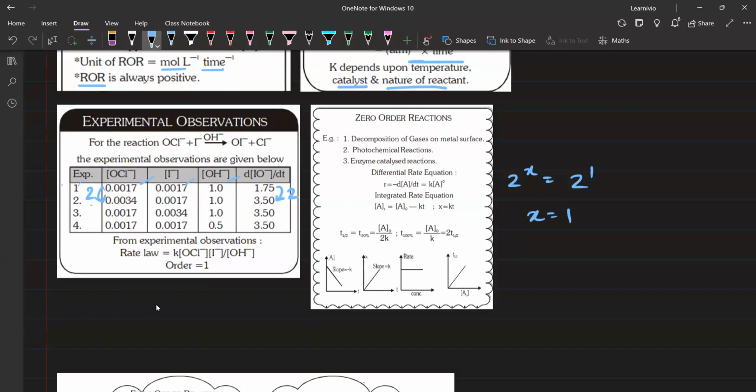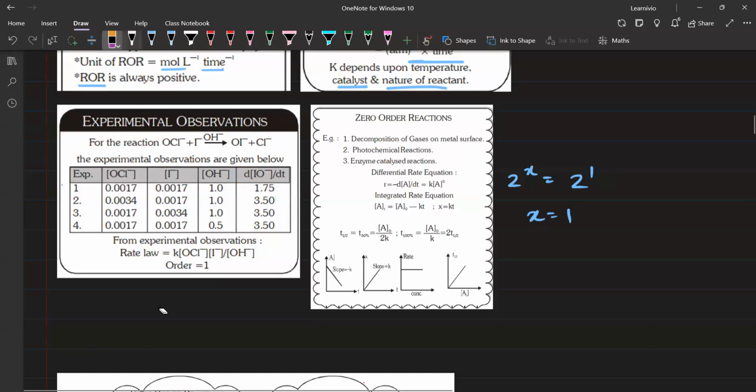Now let us look at another case. If I look at the first and third one, then OCl is still the same. We are doubling the concentration of I negative, and the OH negative is the same. What is happening to the rate? It is also getting doubled, right? 0.17, 0.1, 0.7, 134. Okay. So here we can say that the order with respect to I negative is also equal to 1.